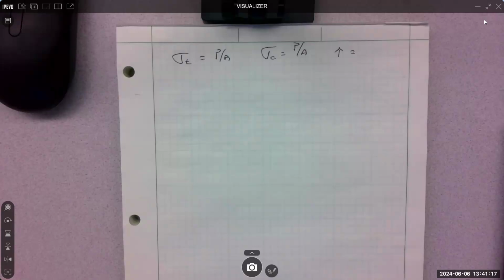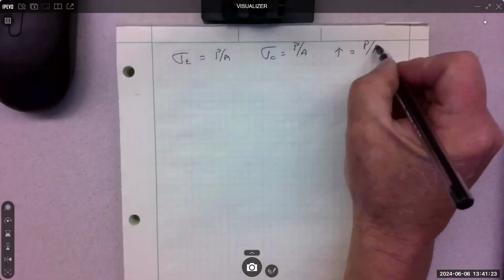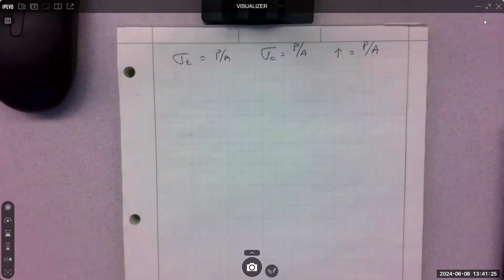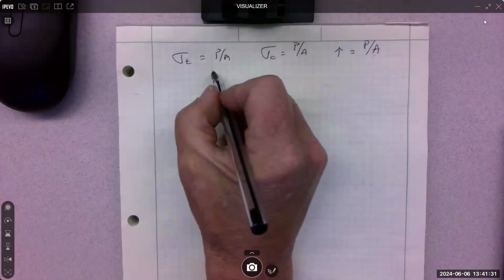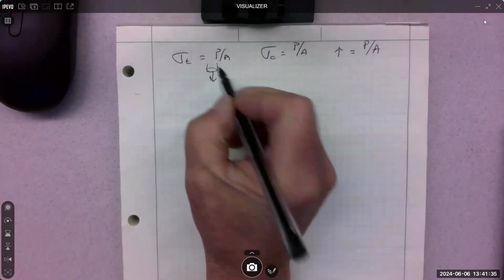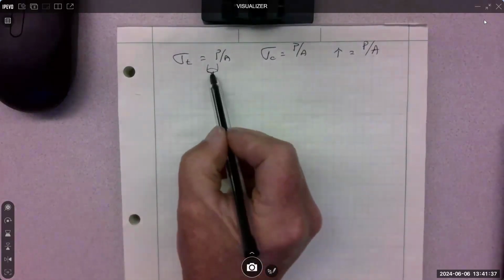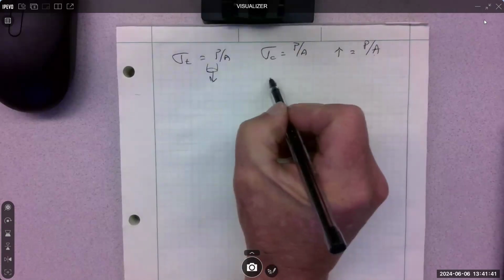No, you don't get ahead of yourself. Just stick with, yep, P over A. But the A is different. The A is parallel to the load, whereas with tensile stress, we're pulling apart something. The load is perpendicular to the area, right? And same with compressive.